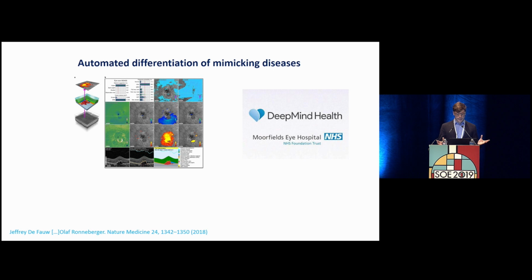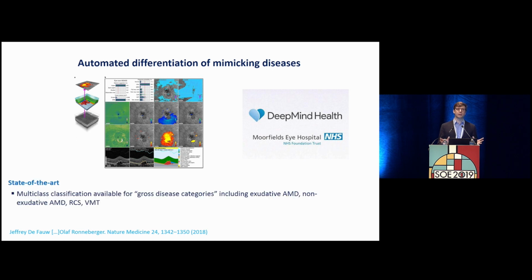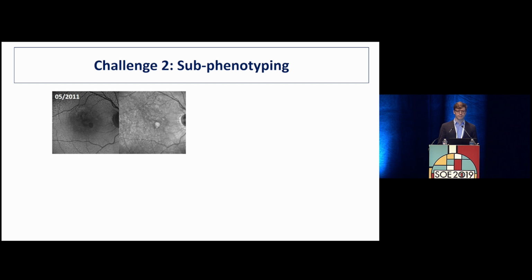And here AI can come in. So there has been this really famous paper from Moorfields and DeepMind last year, and it has shown that you can have a multi-class classification based on OCT data for gross disease categories to distinguish AMD, exudative, non-exudative, retinopathy, or RCS, or vitreomacular traction. But the main problem is, as of now, there has been no publication of a classification algorithm for these fine categories, as I've shown beforehand, like late onset Stargardt's disease and so on. So there's still an unmet need, but in principle, the technology appears to be available. Then the second challenge is subphenotyping.